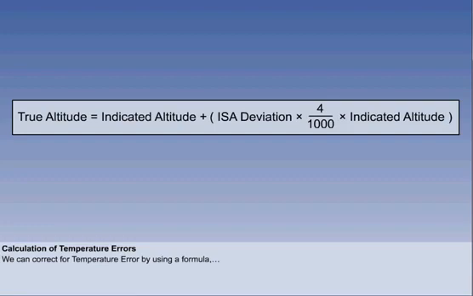There are three main methods of establishing temperature error so that we can work out a safe indicated altitude in order to ensure that we are at or above a required true altitude. The first is a calculation based on a formula.